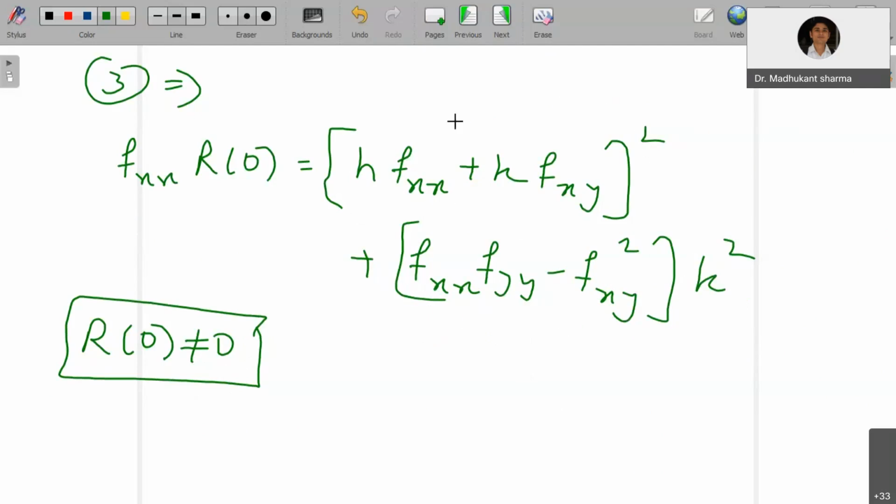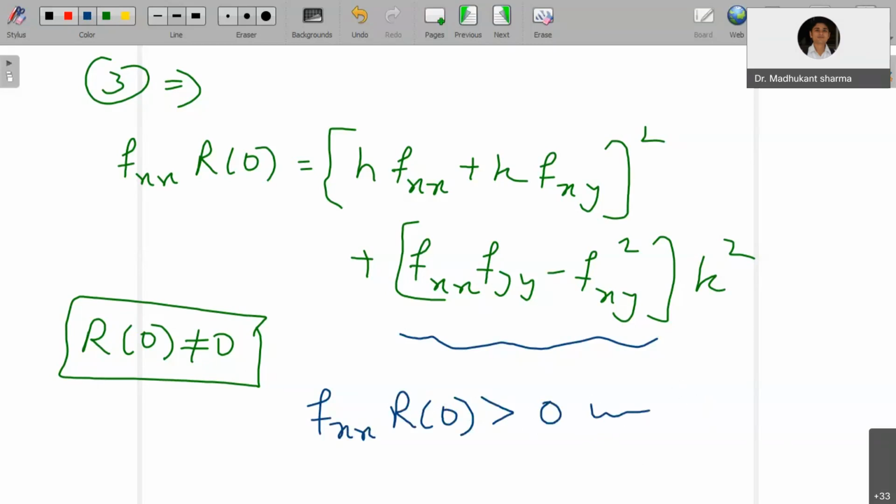The first term is a perfect square, so it always remains positive. So this will also be positive whenever this term is positive. So f_xx and r of 0 are greater than 0 whenever f_xx times f_yy minus f_xy whole squared is greater than 0. Whenever this is greater than 0, the product of these two numbers is greater than 0, which means both will share the same sign.